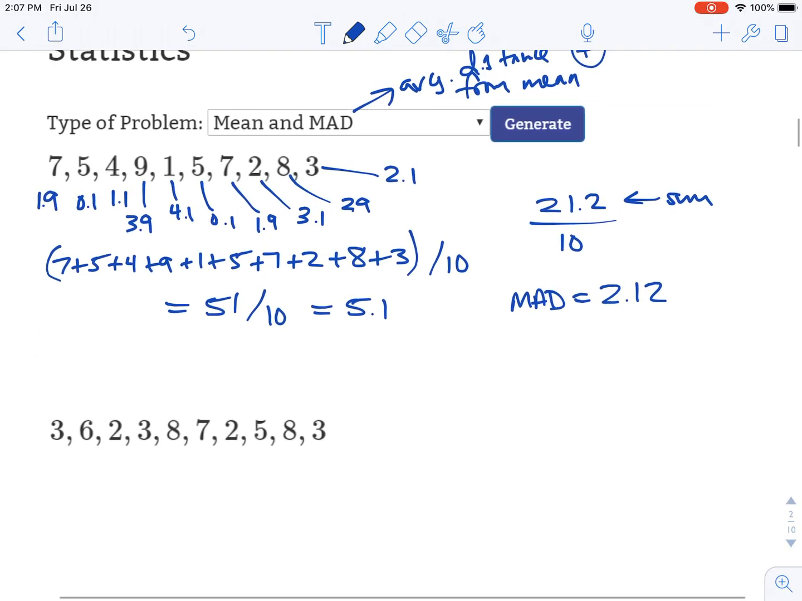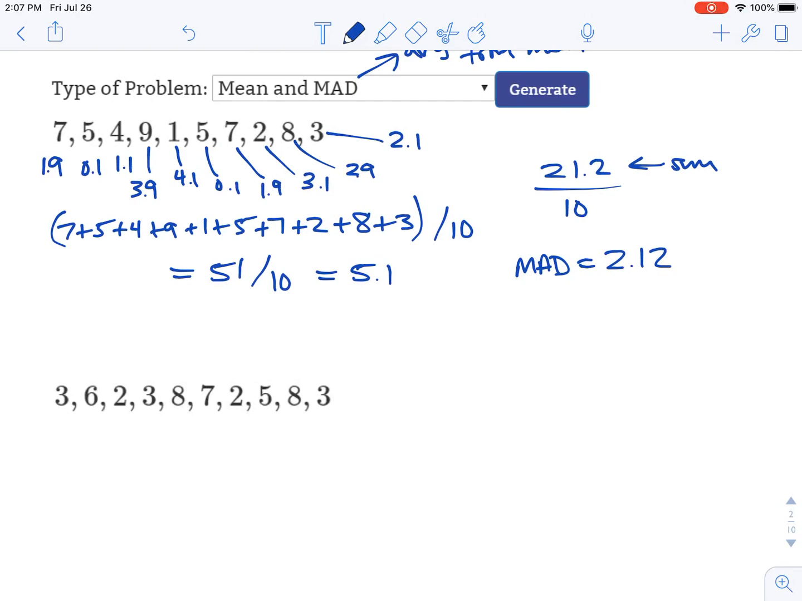Next example here, very similar. We're going to find the mean first. I already did that one ahead of time. The mean here is 4.7. So now we're going to find the distances from each of these numbers to 4.7, and then we're going to just find the average of those distances.